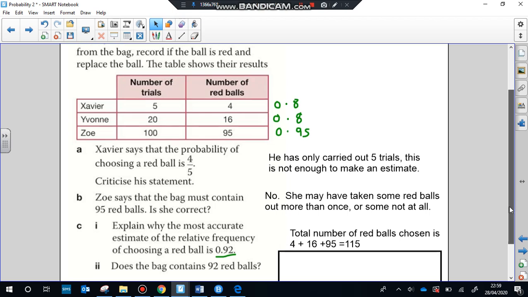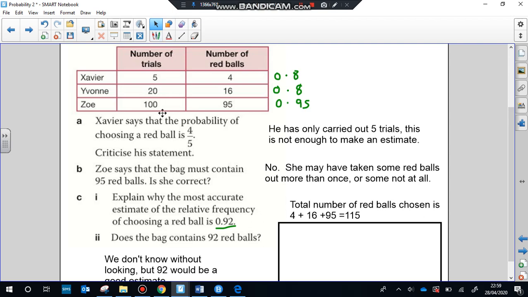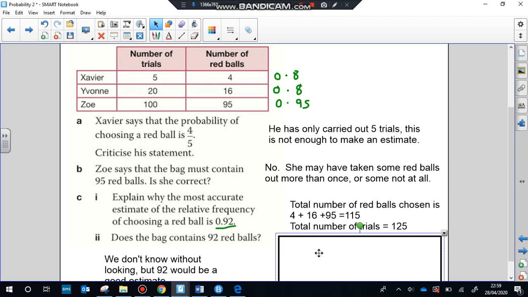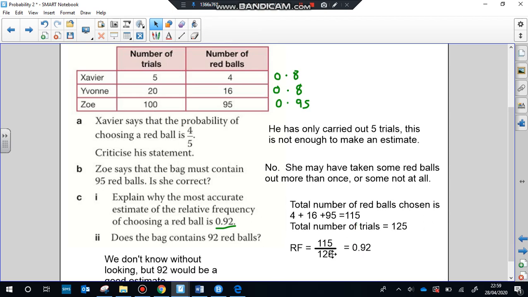Red balls, sorry, were taken out. And if we add up the number of trials, that's 125 trials. So now I can use that, which is 115 out of 125, and that gives me 0.92. Just coming back to the idea that the more trials that are performed, the better our estimate will be. So use as many trials as you've got evidence for, and here we had 125 trials.